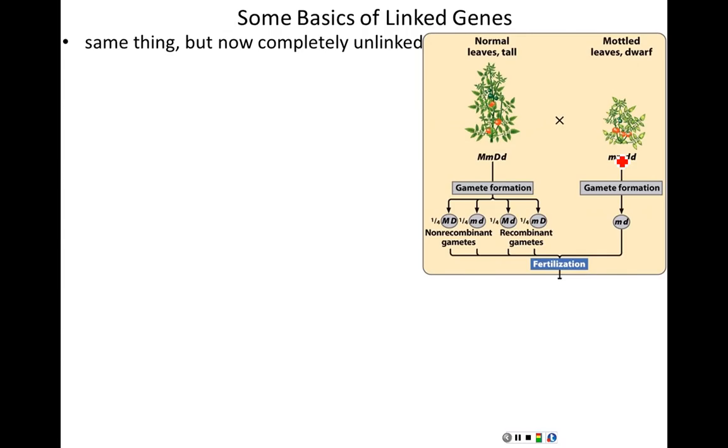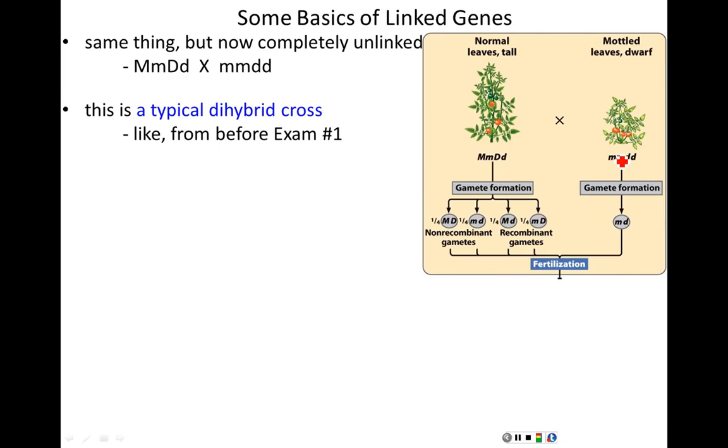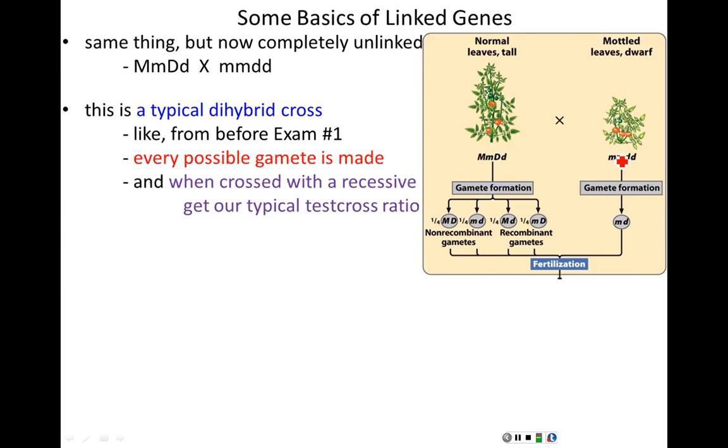Now let's do the same exact exercise, same exact traits, but now let's consider that the genes are completely unlinked. They're on different chromosomes. So now we have heterozygotic M, heterozygotic D, testcross, totally homozygotic recessive. It's a typical dihybrid cross, like before exam 1, so hopefully everybody's okay with this. Here we have independent assortment because the genes are on different chromosomes. They are unlinked, so every possible gamete is made.